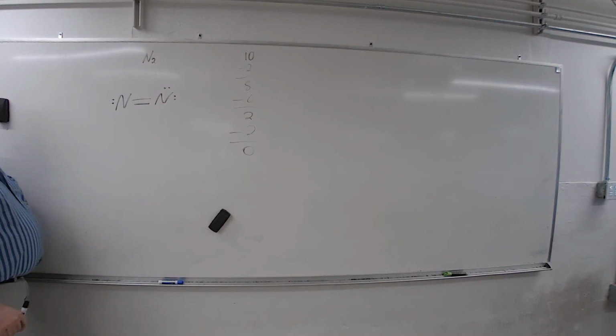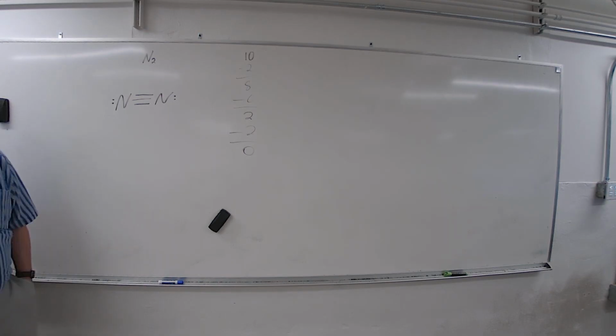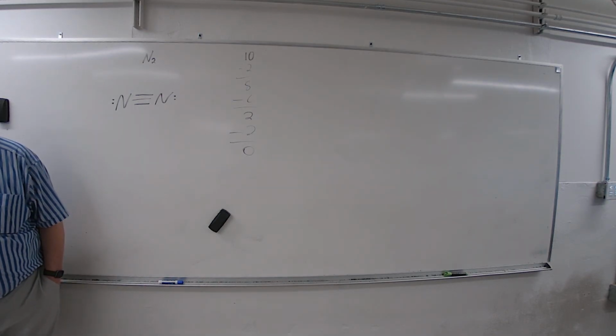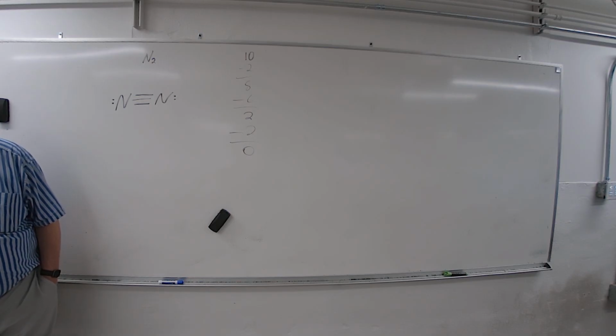Does that fix it? No, not quite. So let's steal another pair there. Now everybody has an octet. Does that make sense? But I don't think you're going to need the concept of formal charge for these.